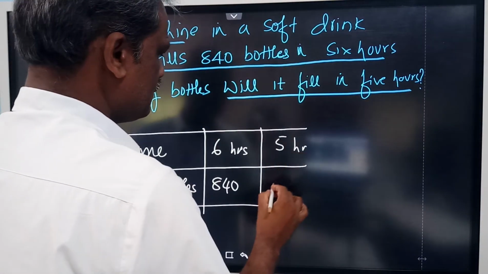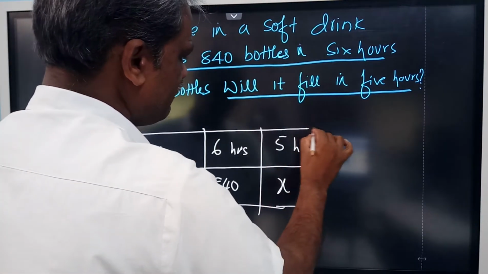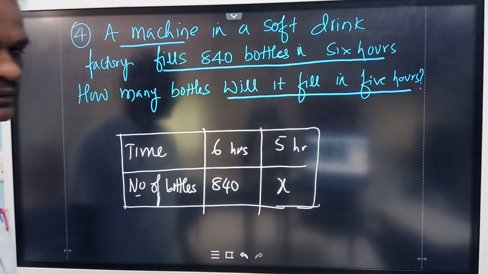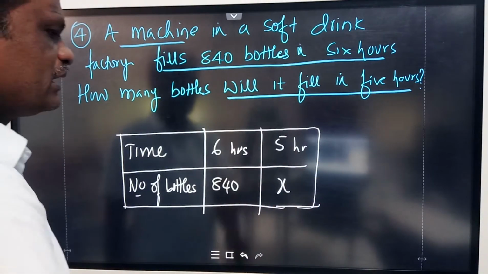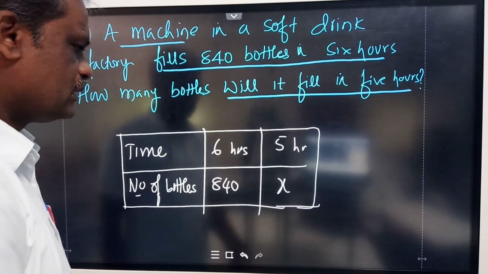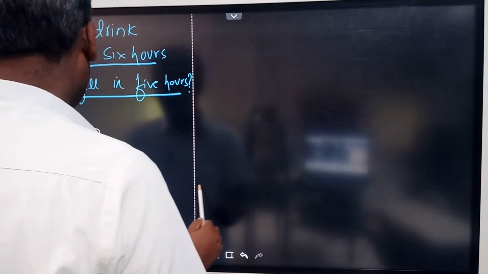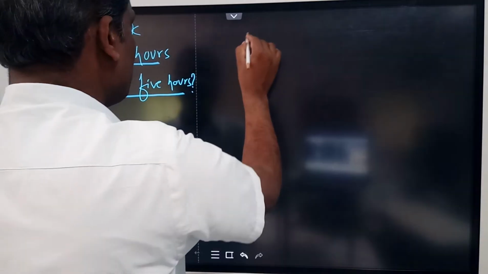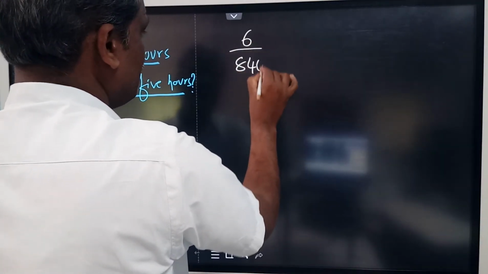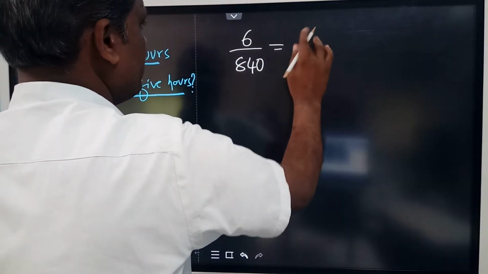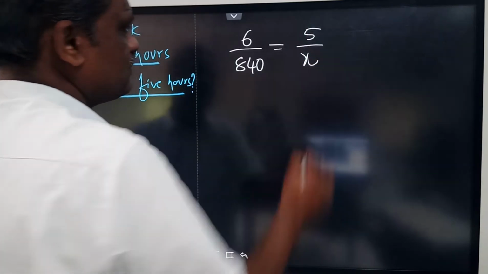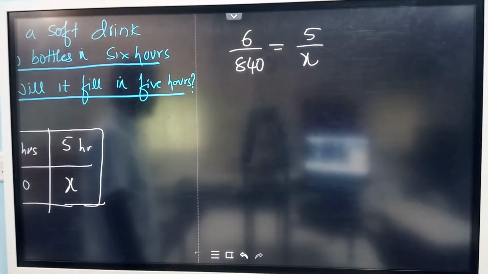5 hours time, so x, so you can write a variable in place of the number of bottles that we have to find out here. So now it is in direct proportion, you can write the ratios are equal. 6 divided by 840 must be equal to 5 divided by x. You need to find out the value of x here.